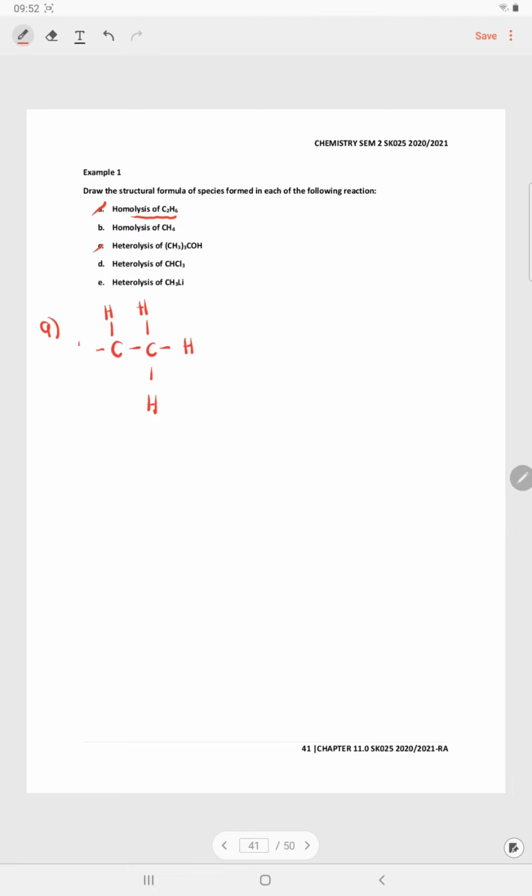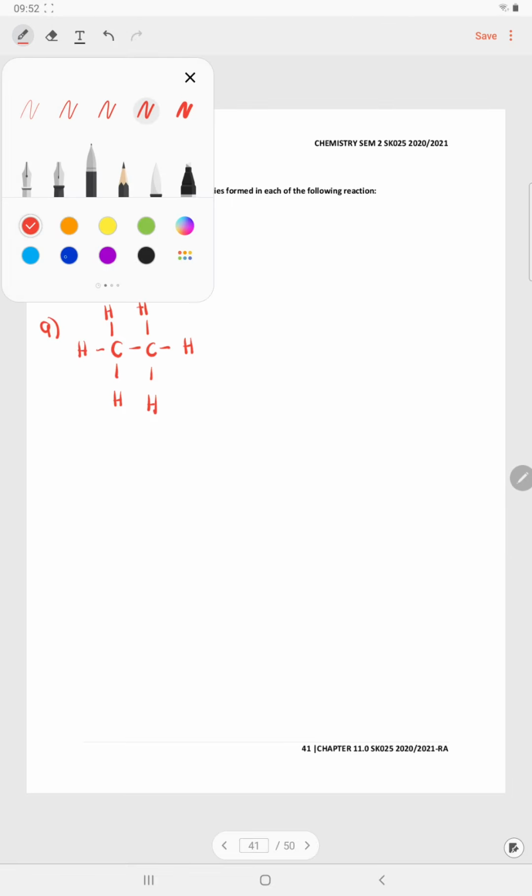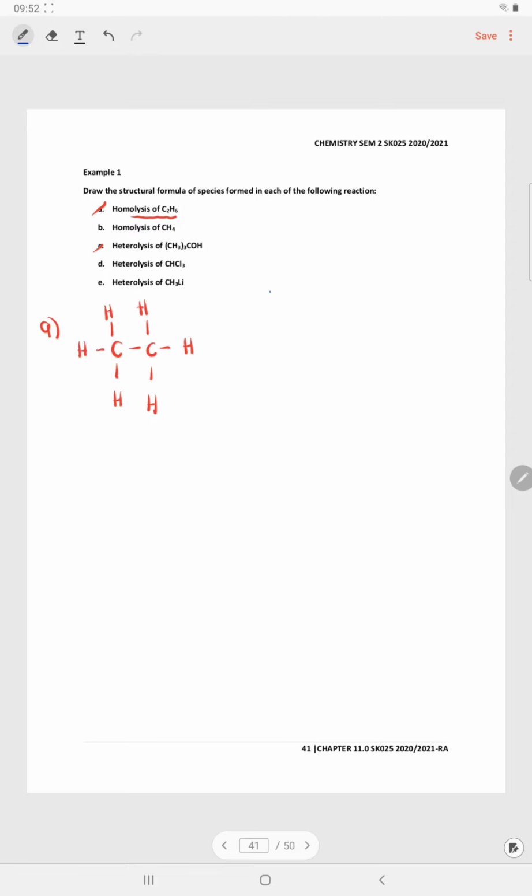When we compare the electronegativity of carbon and hydrogen, they are almost the same. So the cleavage occurs in two ways. First, either between carbon and hydrogen. Second, either between carbon and carbon. So I will show the first here.